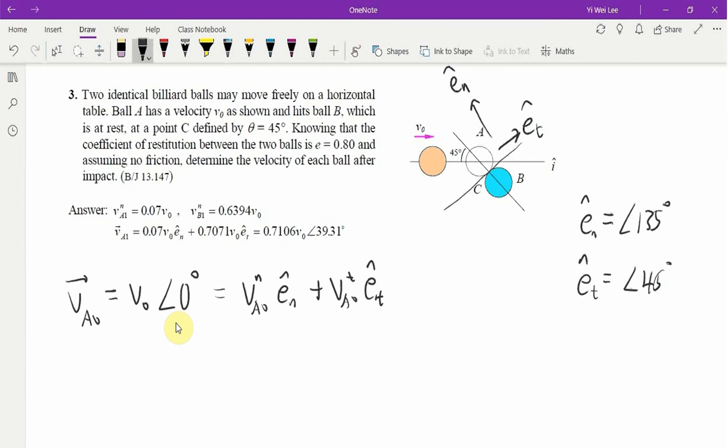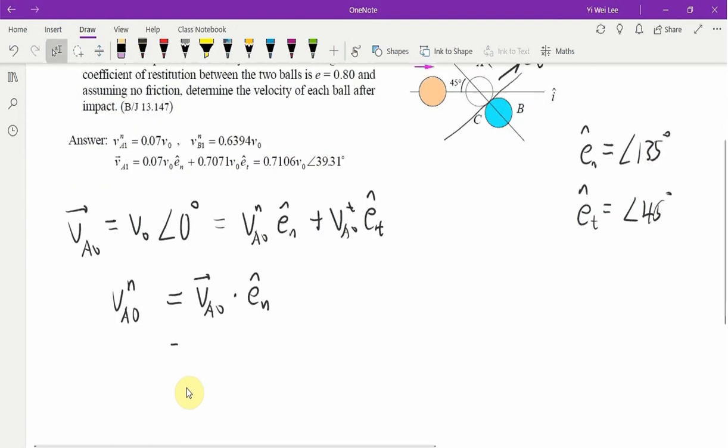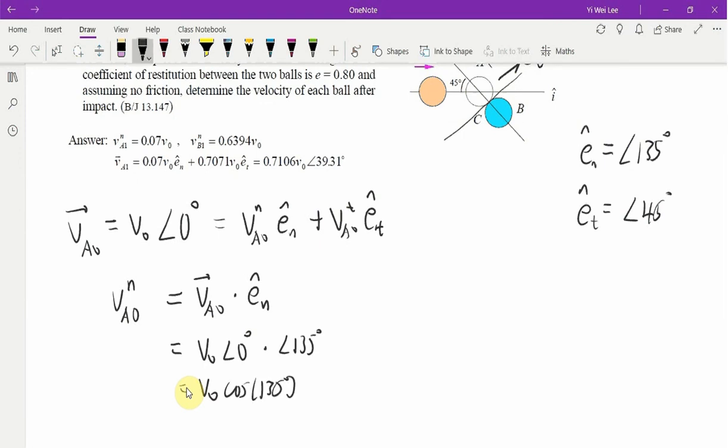So how do we do this? As I said before, finding VA naught N is very easy. To find the component of the velocity of A before the collision which is normal to the collision plane, we take the velocity of A prior to collision and dot product it with the unit vector normal to the collision plane. In this case, VA naught N is equal to V naught at direction 0 dot product with EN at direction 135 degrees. So this is equal to V naught cos 135 degrees, and cos 135 is negative 0.707.